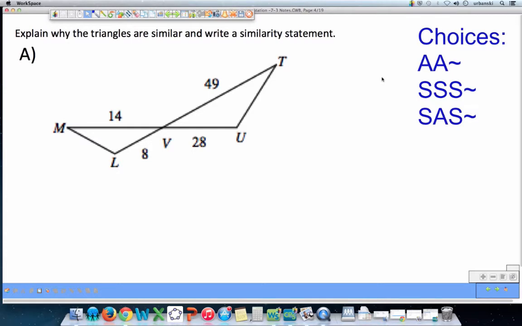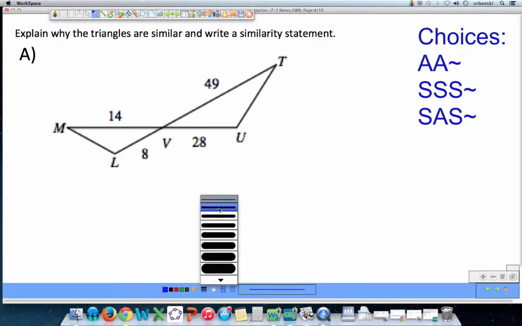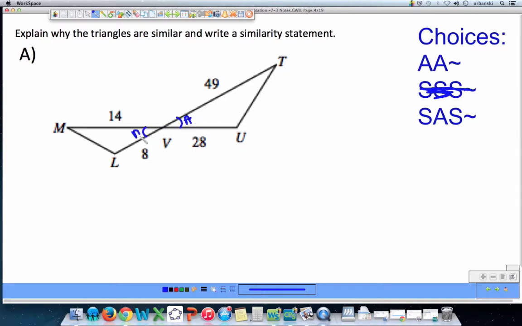There's only 2 pairs of sides given. So I can eliminate that choice right here. Do I have enough information for angles? Well, one thing I know for sure is these vertical angles are equal, right there. Do I have any other information about other angles at all? Any congruent marks or degrees or anything like that? No. So I have to try SAS.